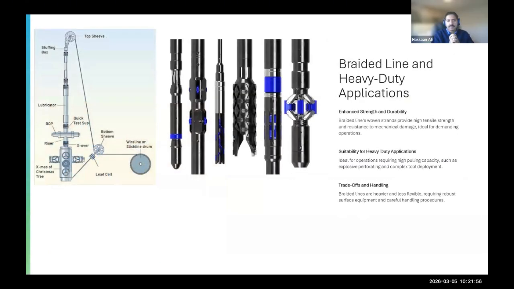So one of the examples is braided and heavy duty line applications. What you see right over here are different types of tools that are used in these applications for measuring different things downhole. You will lower this tool string using a wireline on a slickline drum through a sheave. It goes to the top of the lubricator, and then there is a BOP, which is a blowout preventer. In case you want to isolate the pressure, you can actually close or open your BOP. And then over here, there is a Christmas tree, which is a series of valves in parallel and in series to control the flow.